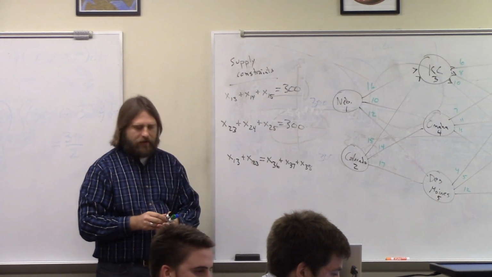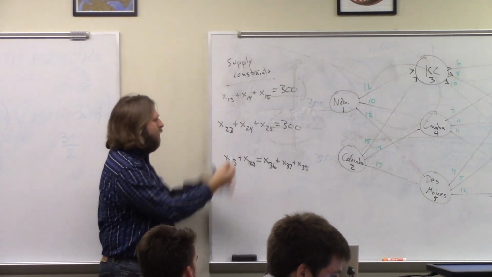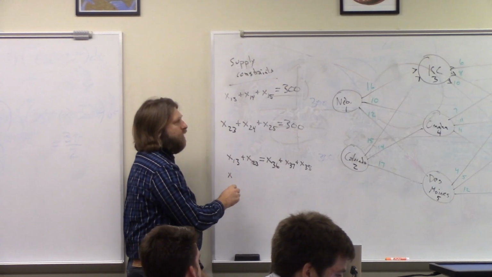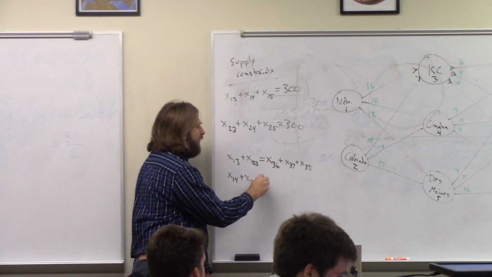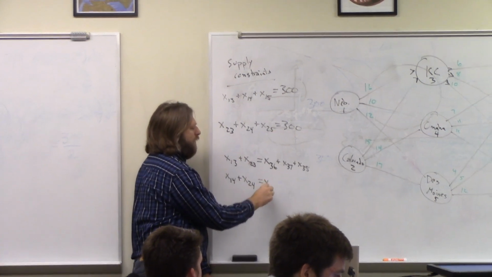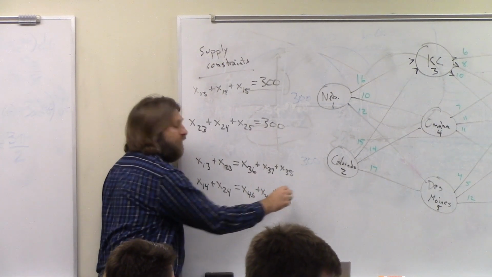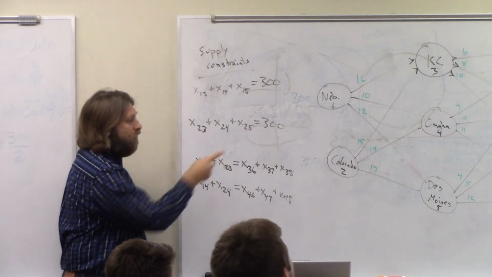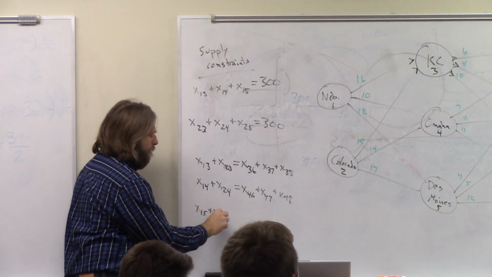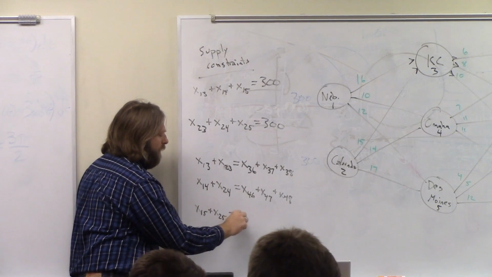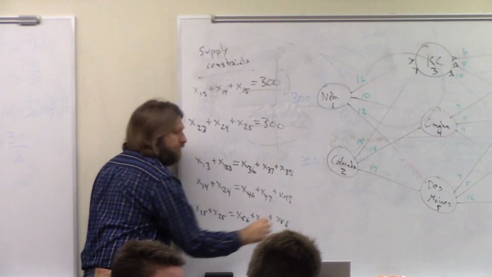Let's do the next one, Omaha. What's coming into Omaha? Same thing: x14 and x24. And what's going out of Omaha? x46, x47, and x48. And then finally, what is going into Des Moines? x15 and x25. And what's going out of Des Moines? x56, x57, and x58.